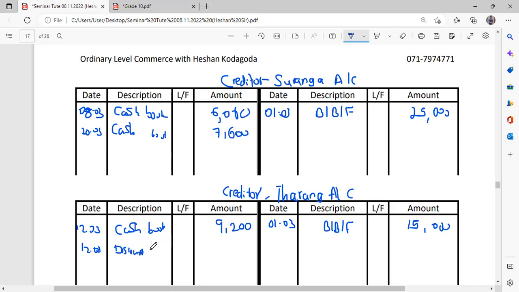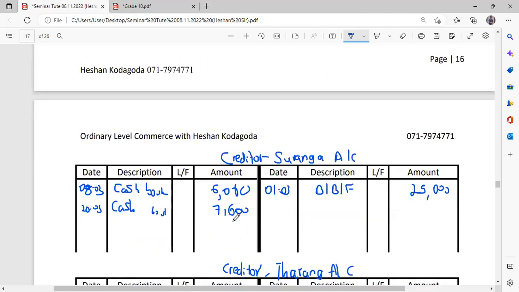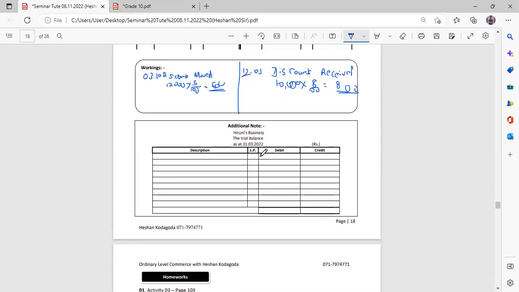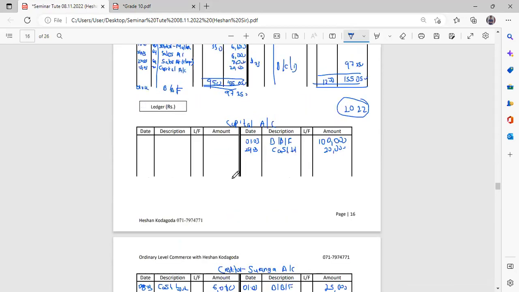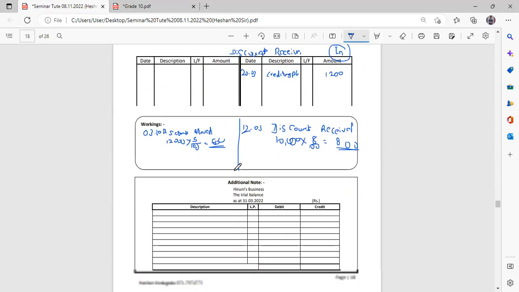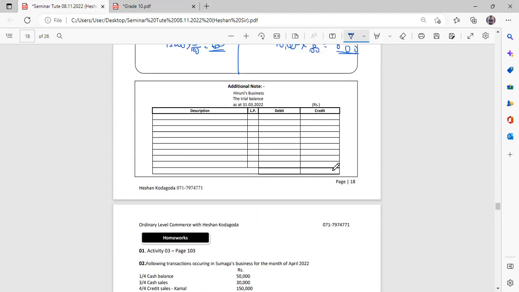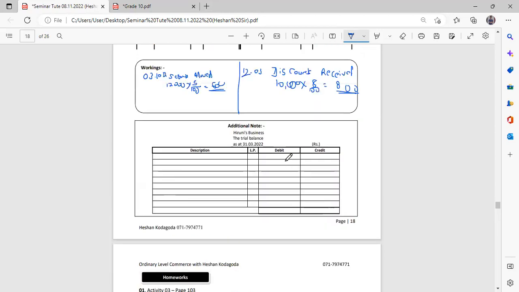Discounts received 800. Creditor Suranga 400. 20th March. Discounts received. Now you can balance. So you need to take the cash balance to the trial balance, and you can balance these accounts as well and find the balance forward amounts, and you can record them and find the trial balance amounts, right? So both the debit side and credit side should be equal. So do this and send me the answers.